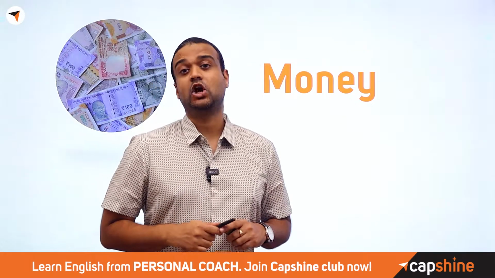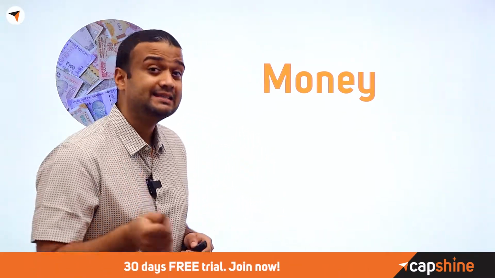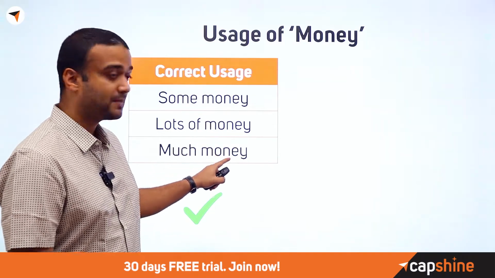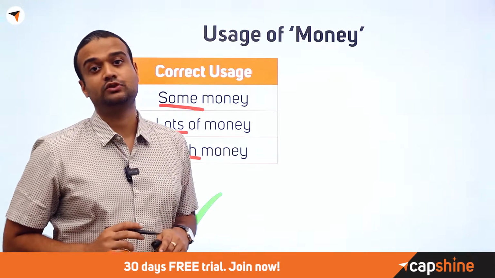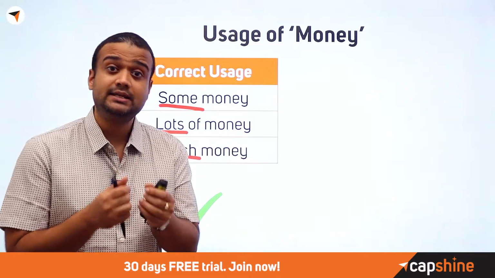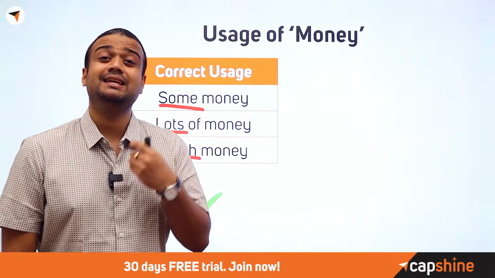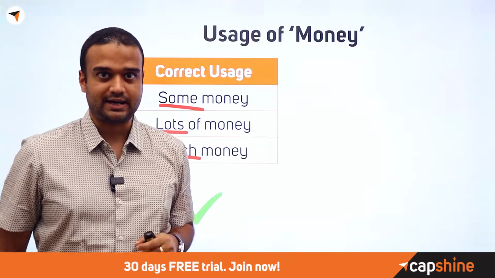The next word, again commonly misused, is money. Again, the context in which it's used is many times incorrect. So here are some correct usages for money. Some money, lots of money, much money. Again, notice how you're using uncountable adjectives to qualify it because money is not countable. And you might say, you know what, I can count money. You count rupees or dollars or notes or coins. You cannot count money. Money is an abstract concept which signifies the value that it attaches to itself.